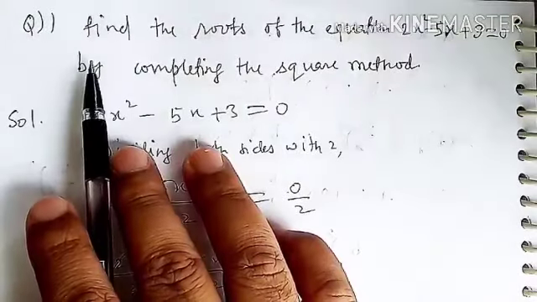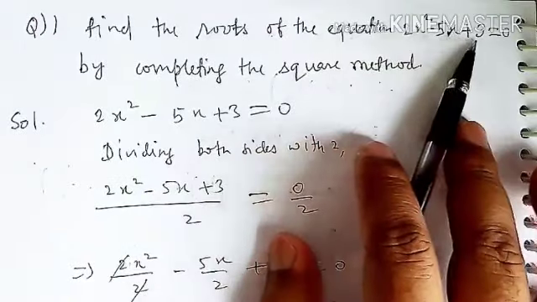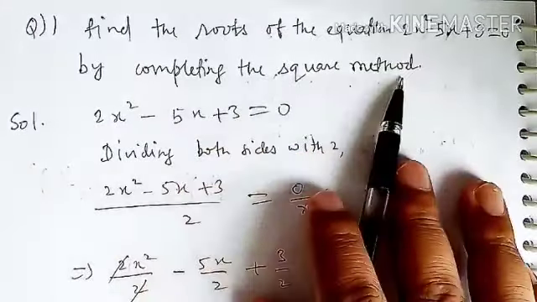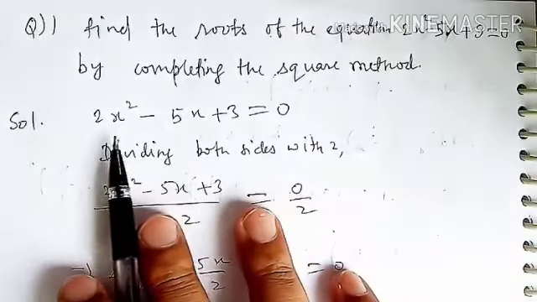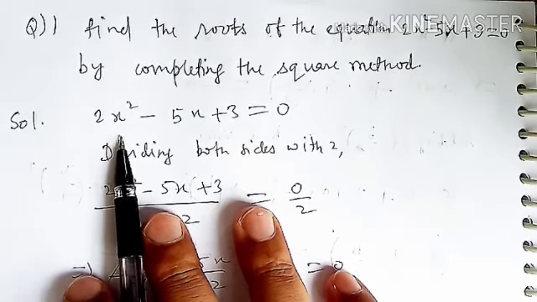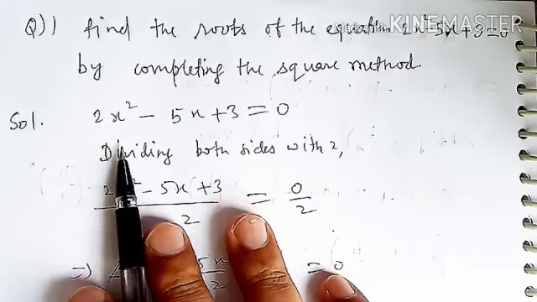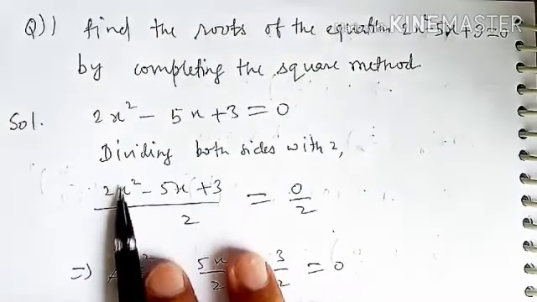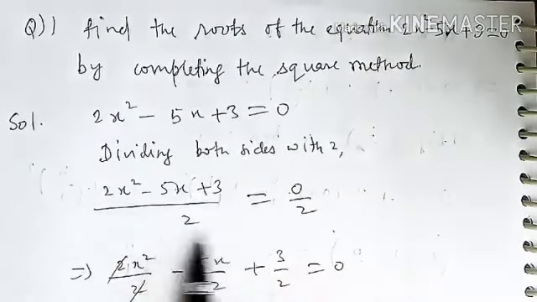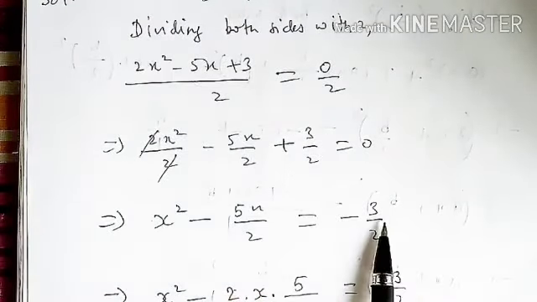Let us do a numerical question. Question 1: find the roots of the equation 2x square minus 5x plus 3 is equal to 0 by completing the square method. Here the way is, we divide both sides by the coefficient of x square. So after dividing both sides with 2, we have this result, and transferring the constant to the other side, we have this one.